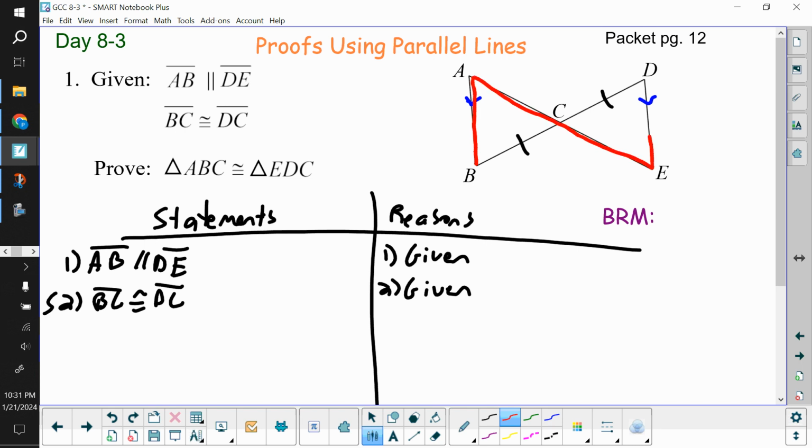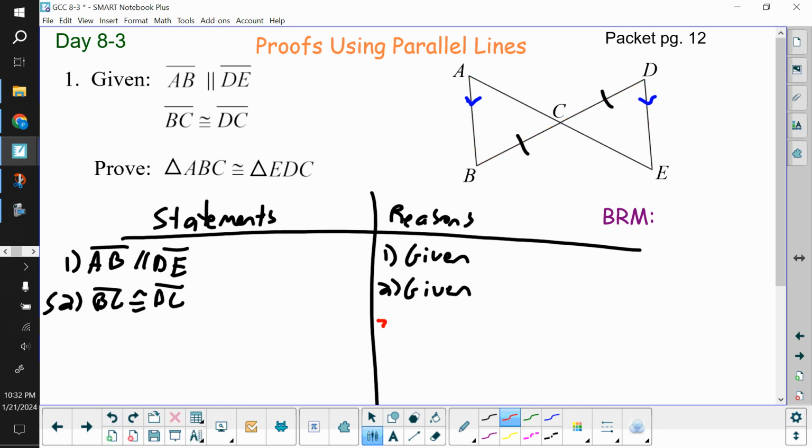So here's one way we could do our zigzag. So one pair of alternate interior angles could be angle A and E, or we could have done our zigzag going this way, and our angles that are alternate interior could have been B and D. So we're actually going to get two sets that we could use.